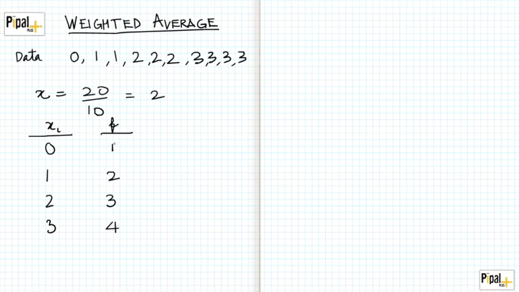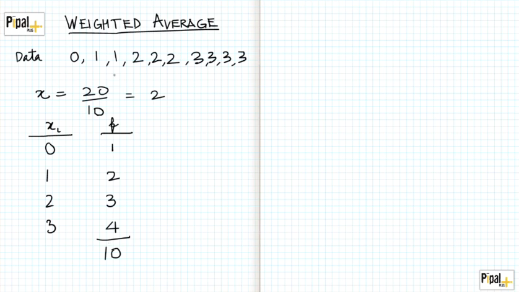Now if I have to find the total number of data points, the total number of people who gave me the number of bank accounts, I'll just need to add these numbers. So 1 plus 2 is 3, 3 plus 3 is 6, and 4 is 10. So there were 10 people who shared their data with me.